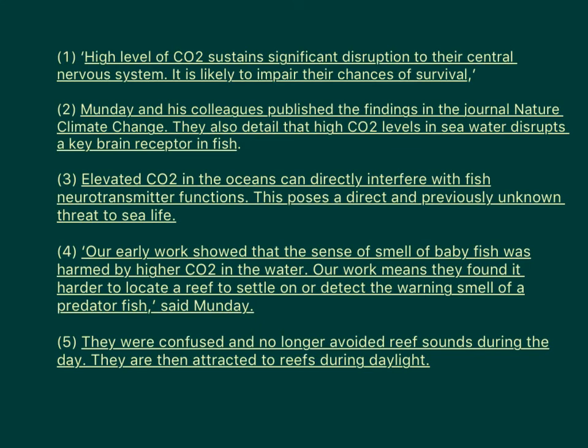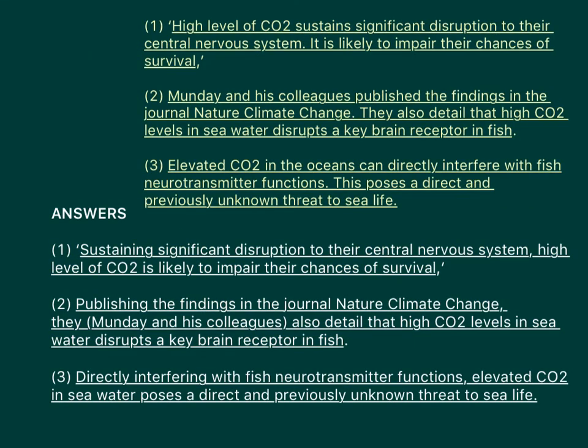Here are the underlined portions, extracted for your convenience. Stop the video while you work on converting them to present or past participle phrases. When you've finished, resume play and the answers will be displayed for you. Here are the answers.